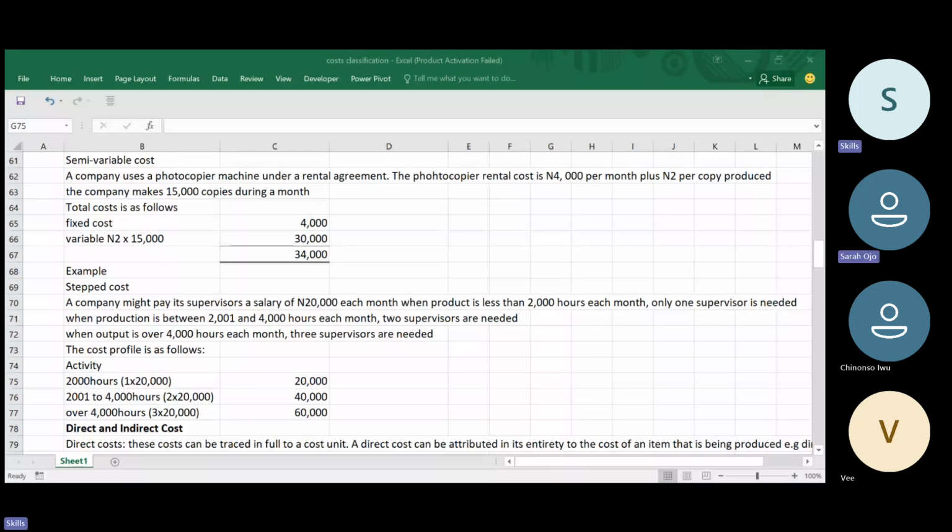I don't understand this stepped cost. Can you come again with the question, sir?